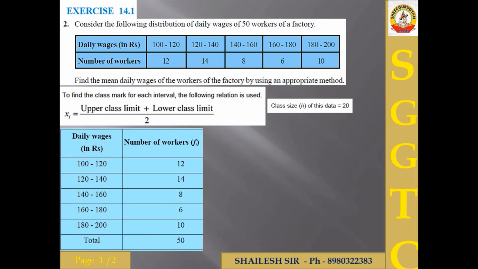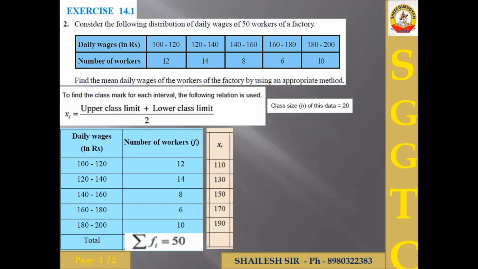Now for daily wages and number of workers, the total you added is 50. First I define the mid value, or center value, using the above formula. That means 100 plus 120 by 2, total 220 by 2, it is 110. Like that, calculate till the last: 180 plus 200 becomes 380 by 2, it is 190.